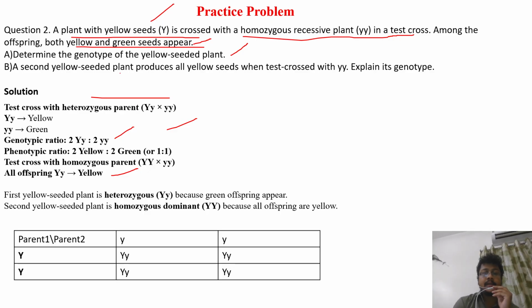A second yellow seeded plant produced all yellow seeds when test crossed with small y. As it produced all yellow seeds when test crossed with small y, it must be homozygous dominant. Because if we cross capital Y capital Y with small y small y, capital Y small y offspring will be produced and they will be all yellow colored. So from this we can know that the parent we crossed was homozygous dominant.